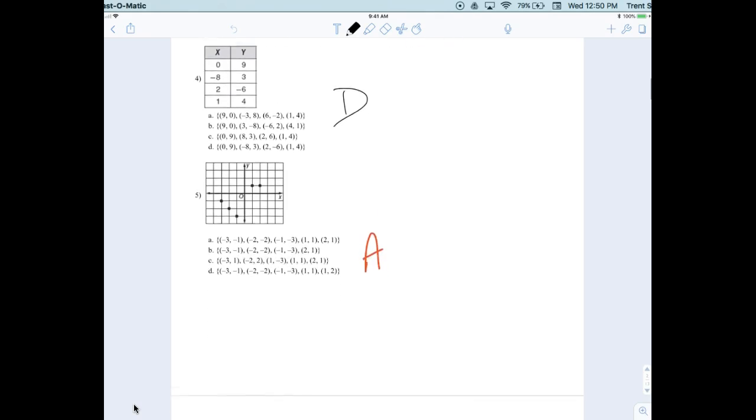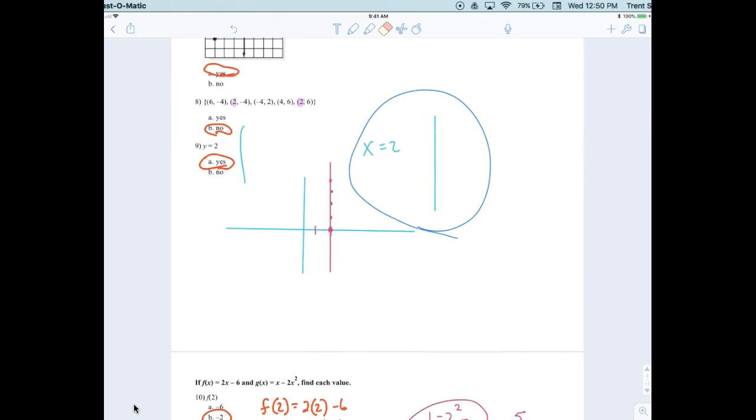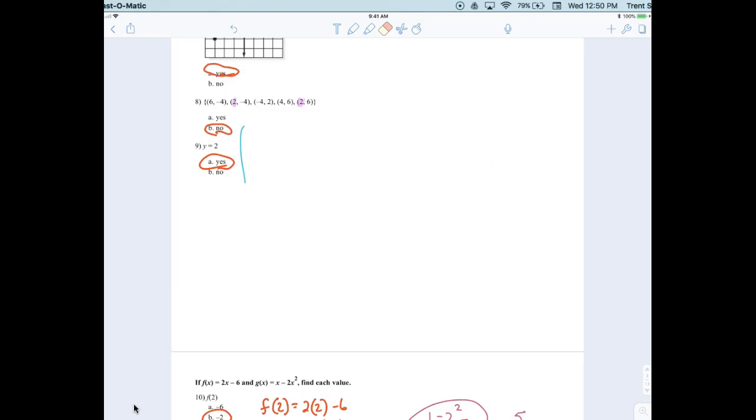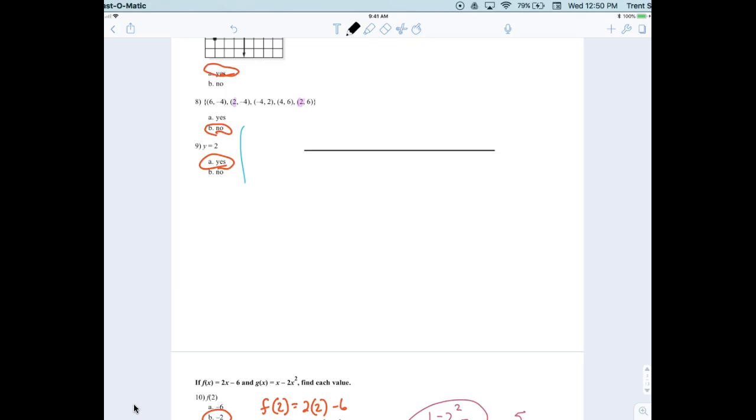For number 9, let's talk about number 9. Very important. I spent some time reviewing this, because tomorrow it could be either one. All lines are functions except for vertical lines. And we talked about y equals 2. Y equals 2 would be considered a horizontal line. So this is the equation for y equals 2. That does pass the vertical line test, so we say it is a function.